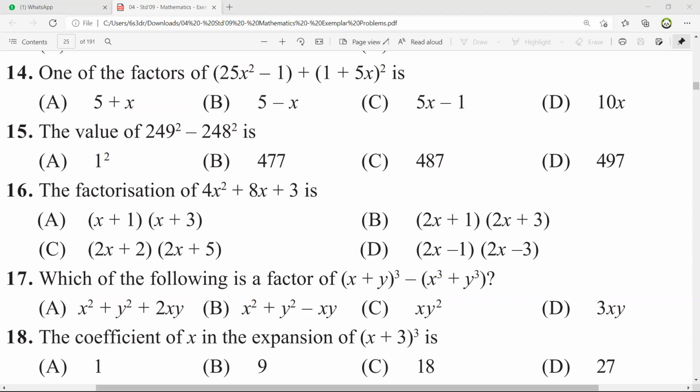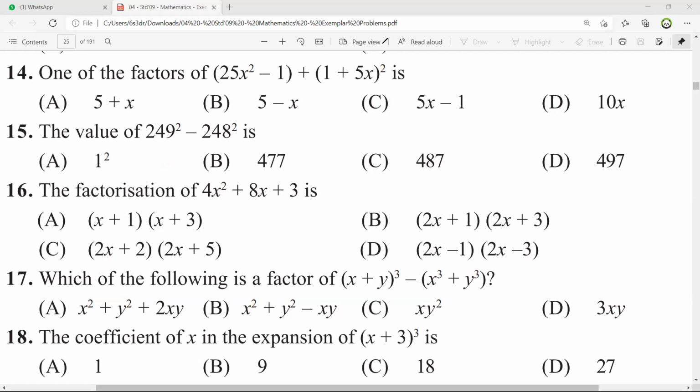Ma'am, I guess it's 1 squared. Okay, Hamna says option A, 1 squared. Mridula? Ma'am, option E, I guess. Sorry Mridula, you weren't audible. Ma'am, option A. Okay, so both of you are saying option A.